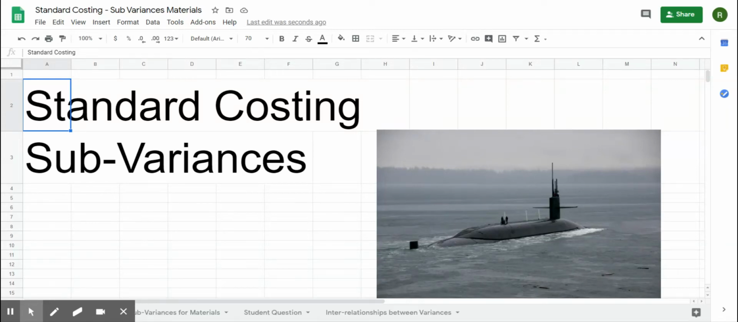Hi, welcome to this podcast where I'm going to be looking at standard costing and I'm going to introduce the concept of sub-variances, hence submarine.